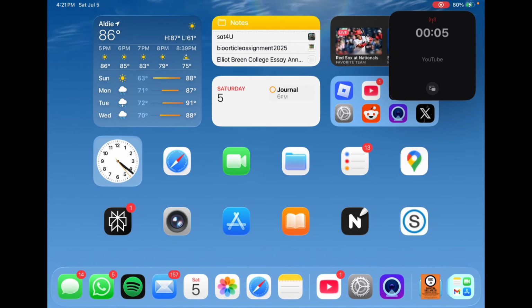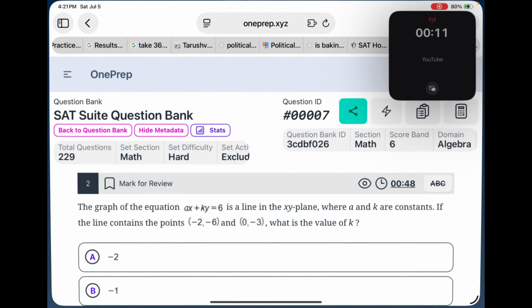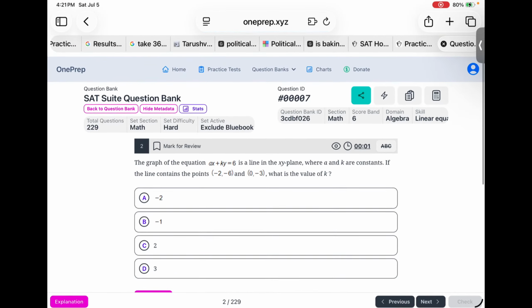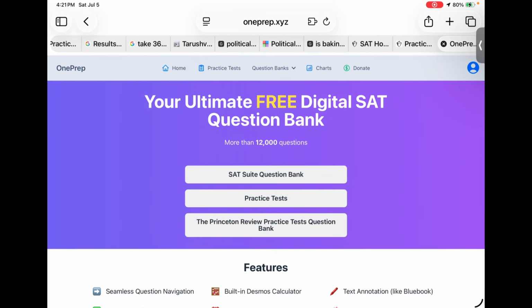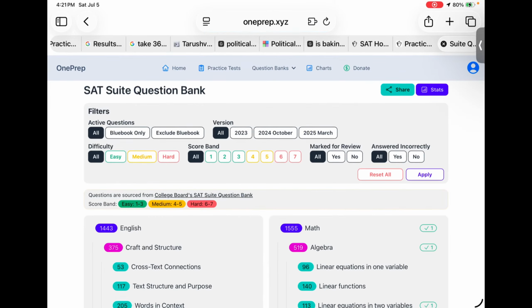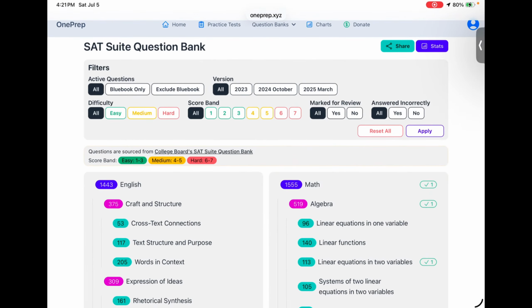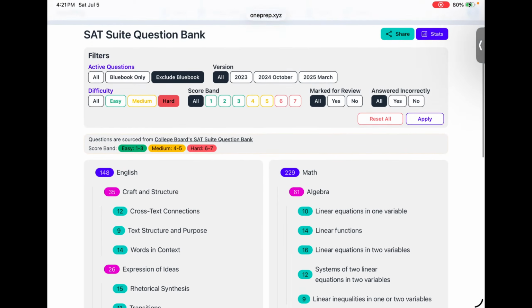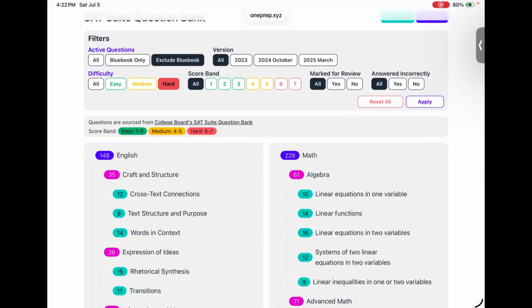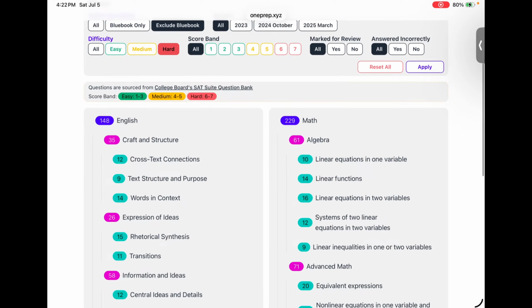And in today's stream, we're gonna be doing some problems on one prep. I'm not sponsored or anything. This is just the first thing I saw for this. I'm pretty sure there are other websites as well that do the same thing, but this one seems fine. So let's start off with the inactive hard math questions here.